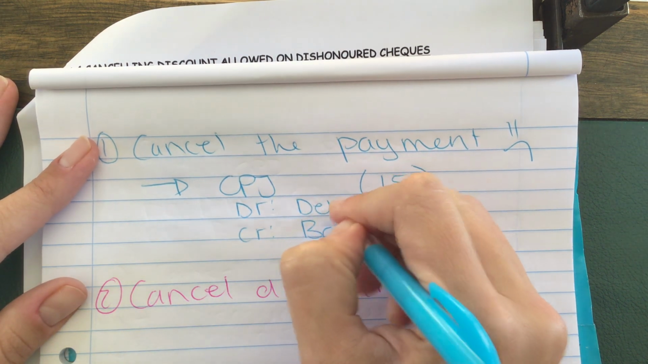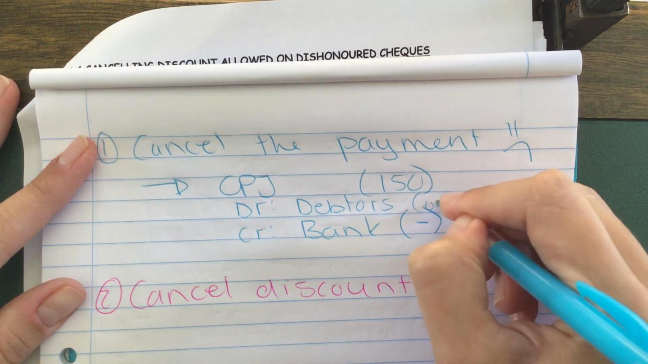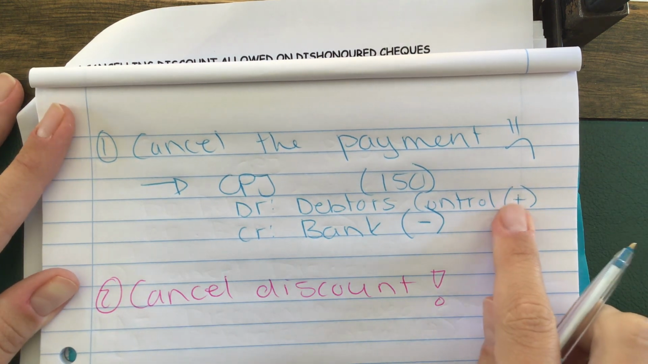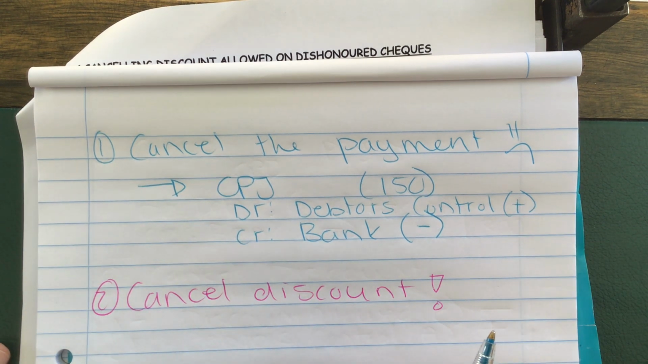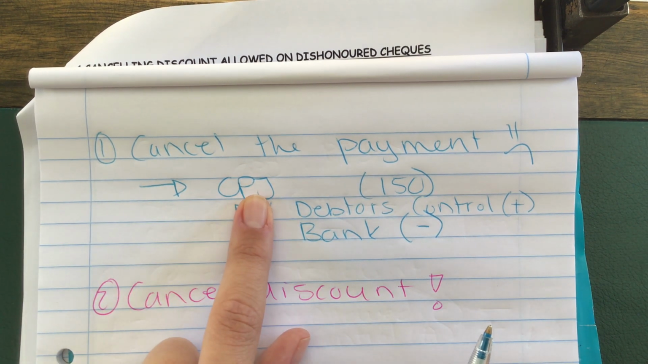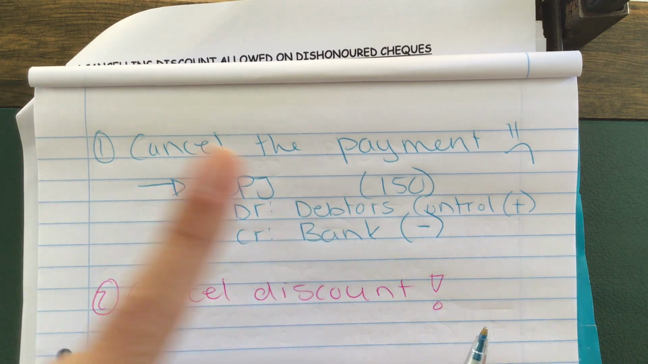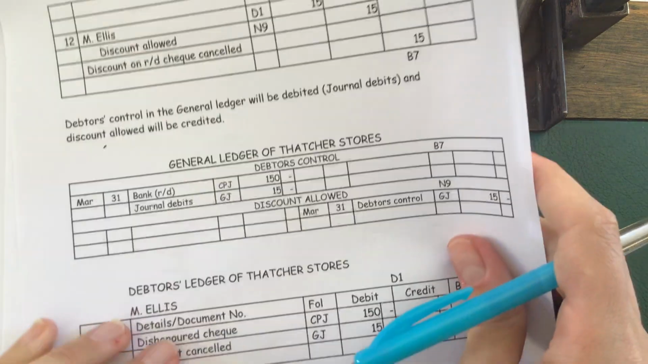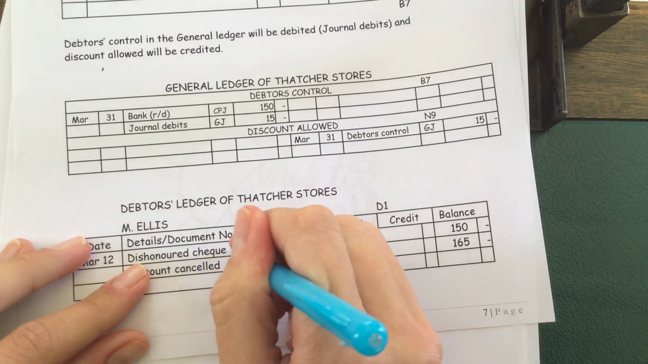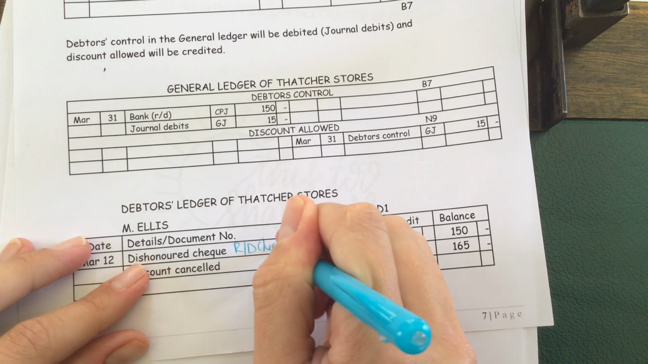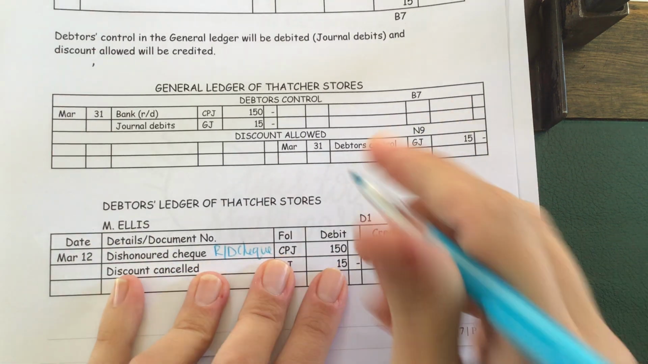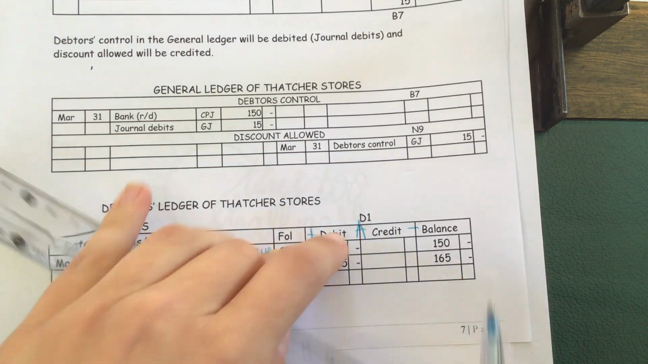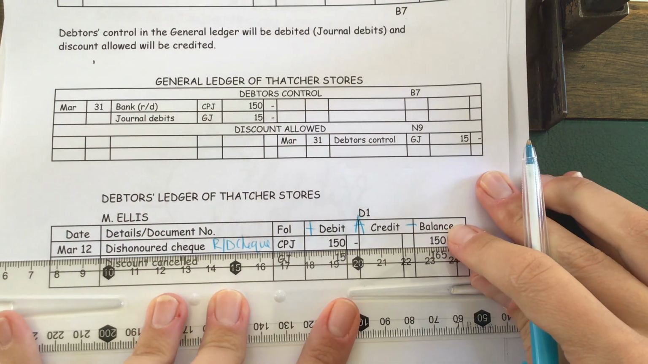And debit debtors control. Okay, why? Because M. Ellis didn't actually pay you back, so you have to increase his account again. He still owes you that 150. So we enter this into the CPJ, but remember, you would have to go and update his ledger. So we come to his debtors ledger and we say there, RD check, CPJ, and look, on the debit side, makes sense because his account is increasing. So now he owes you 150 Rand.